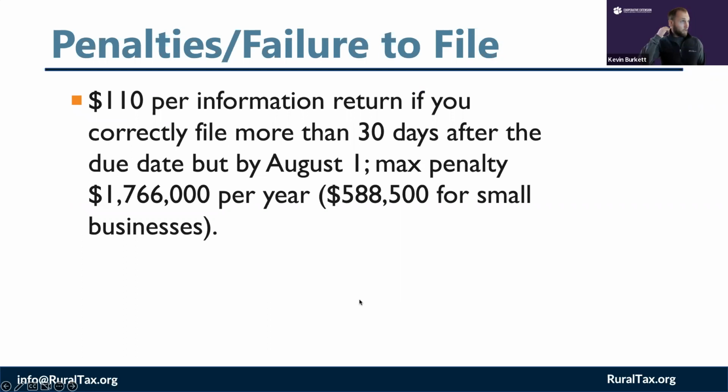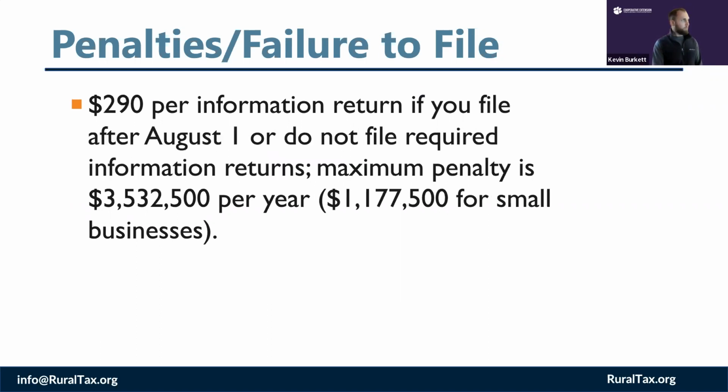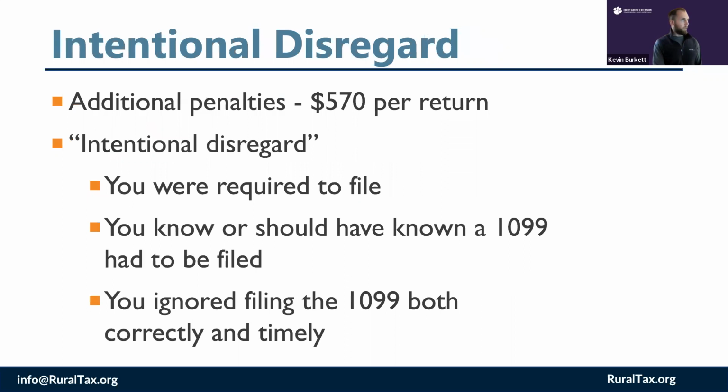But if we get past 30 days, but it's before August 1st, it jumps up, a little bit more than double, to $110 per return. So we're past April, for instance, but we're before August 1st, $110 per return. And then it jumps up even one more time if we are past August or did not file the return. So it jumps up again, more than double, to $290 per return if we are out past August.